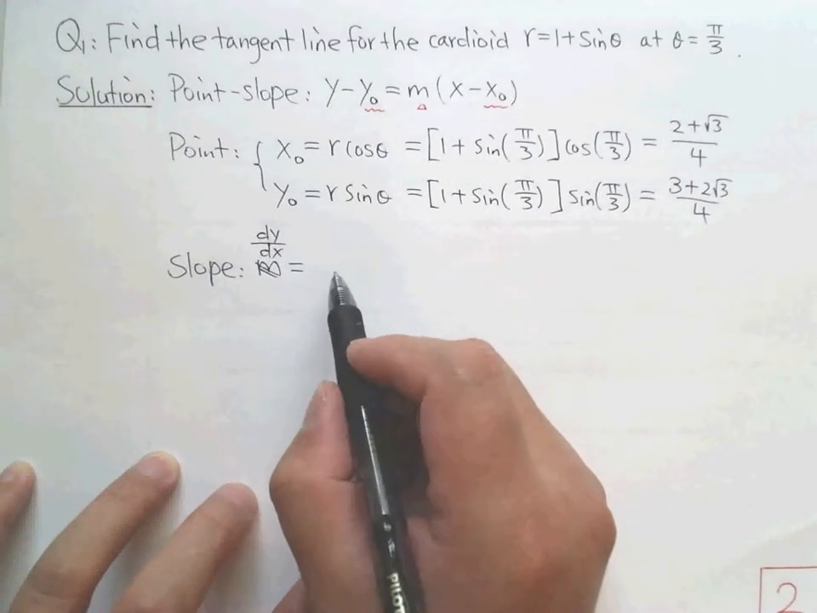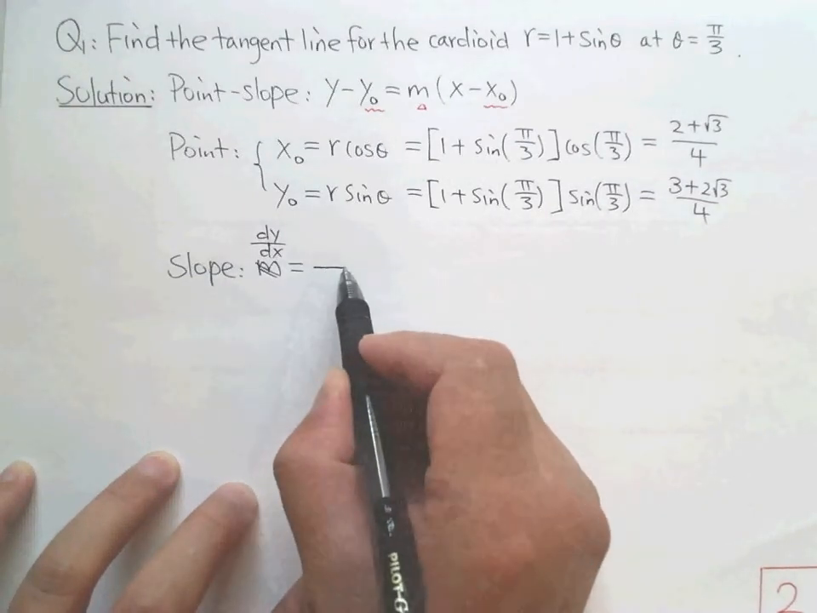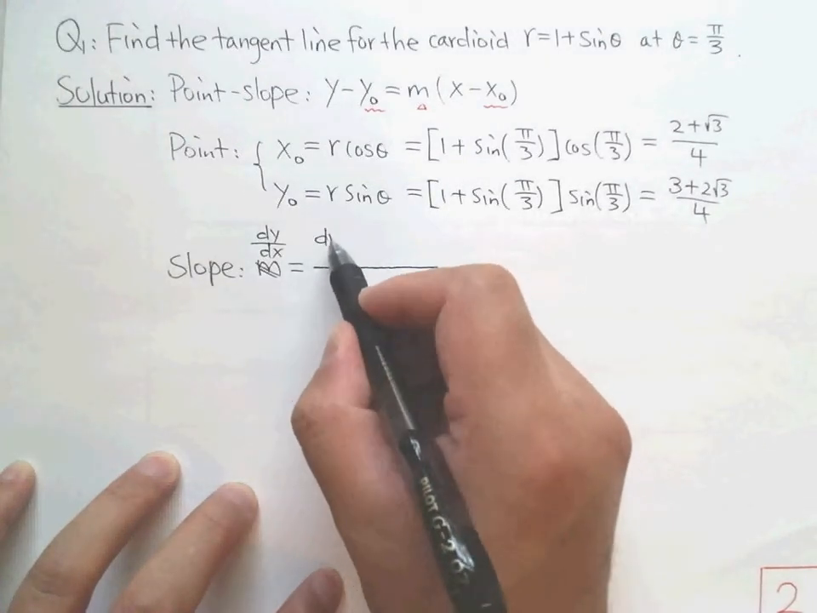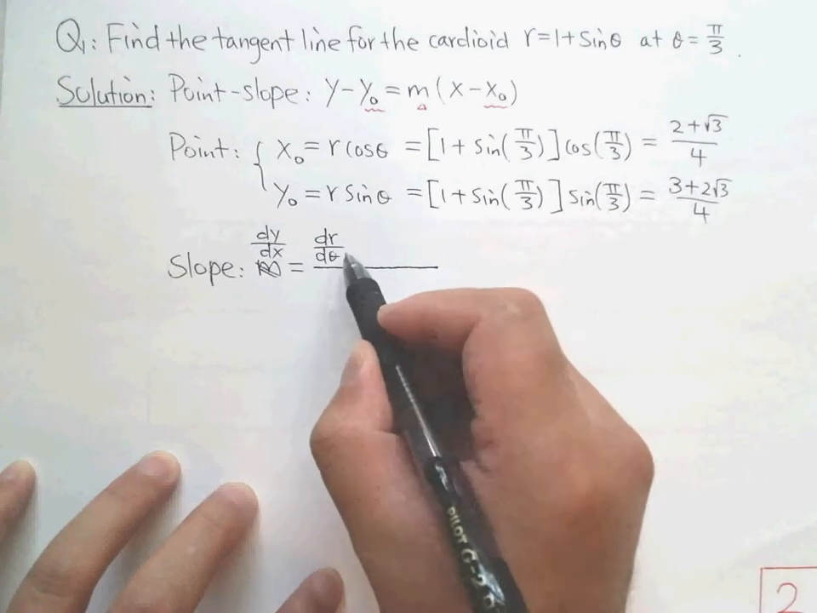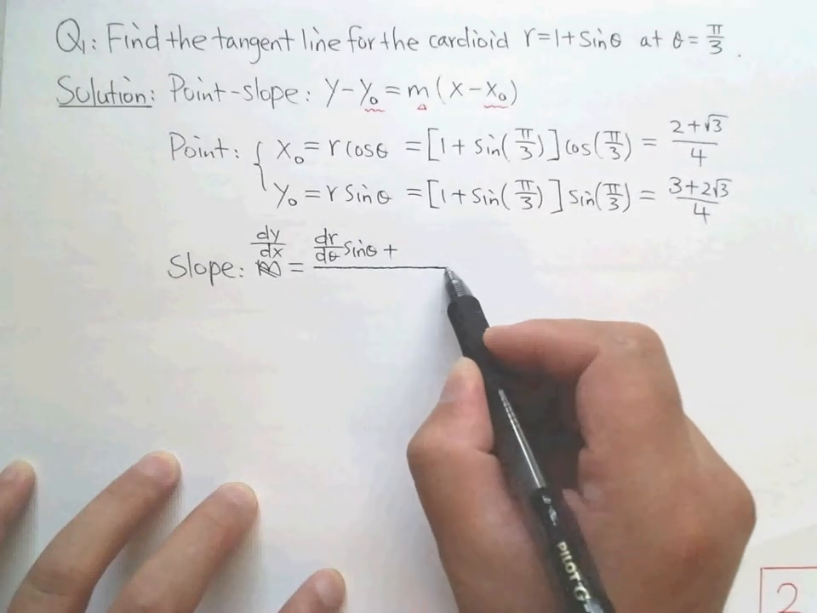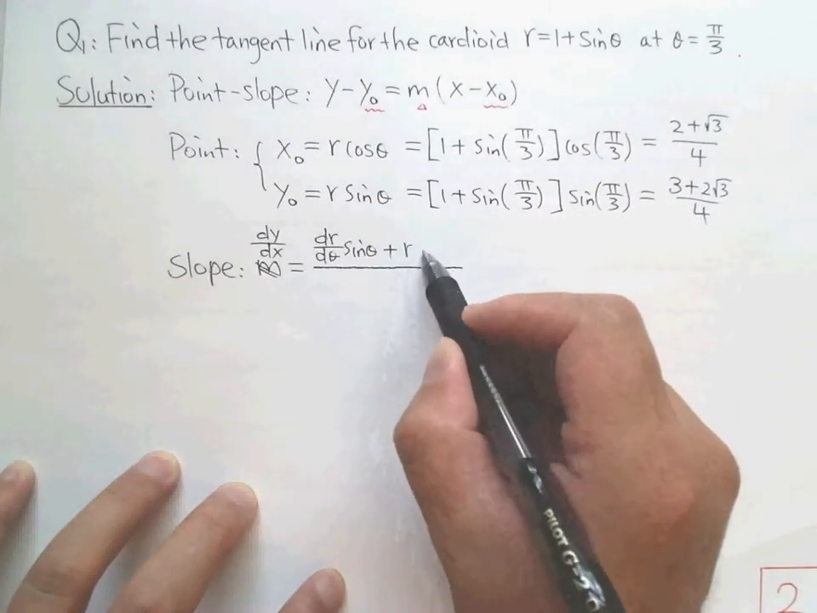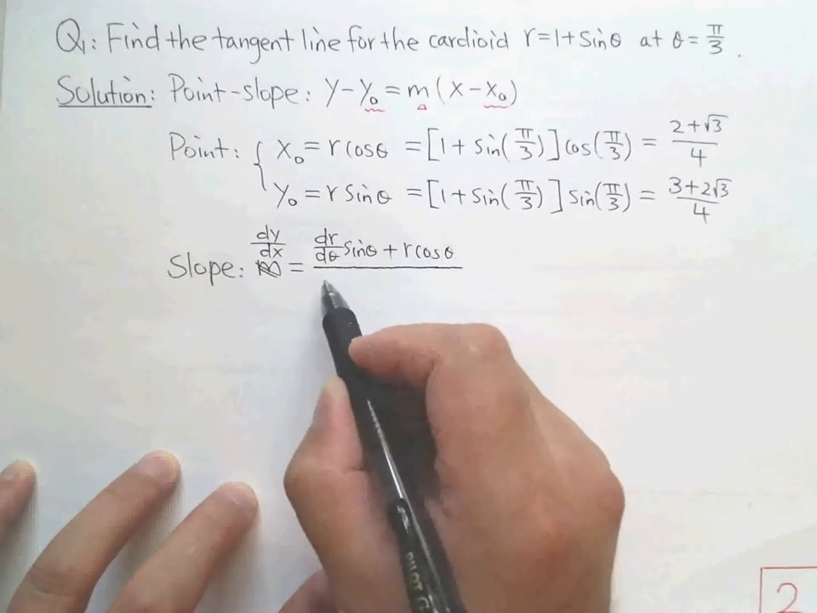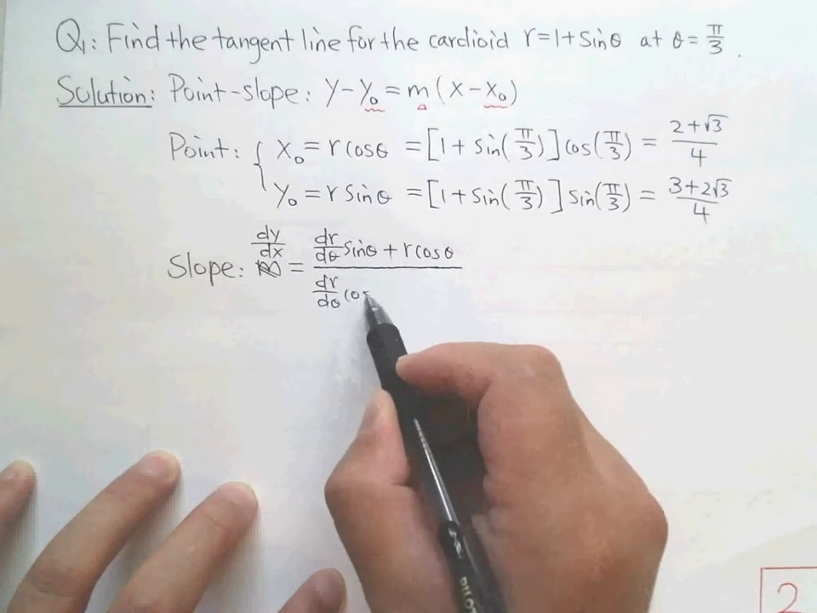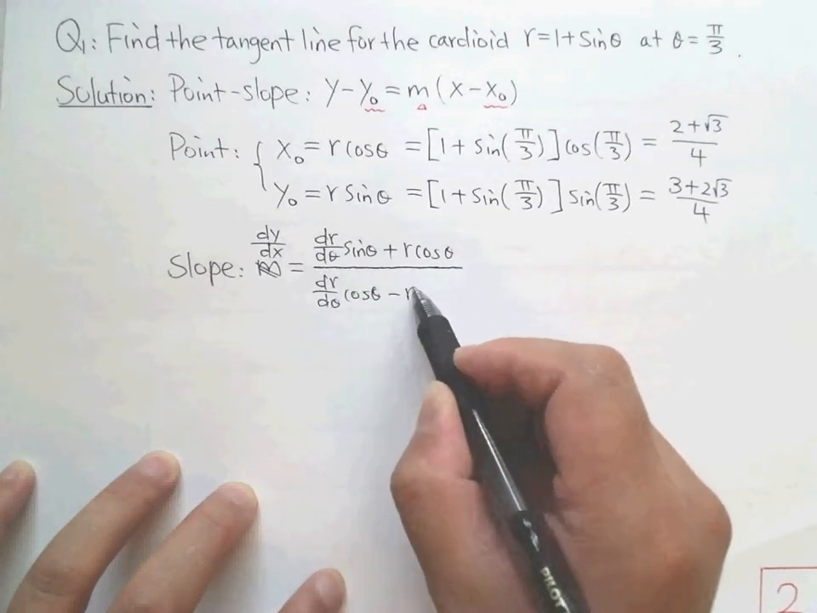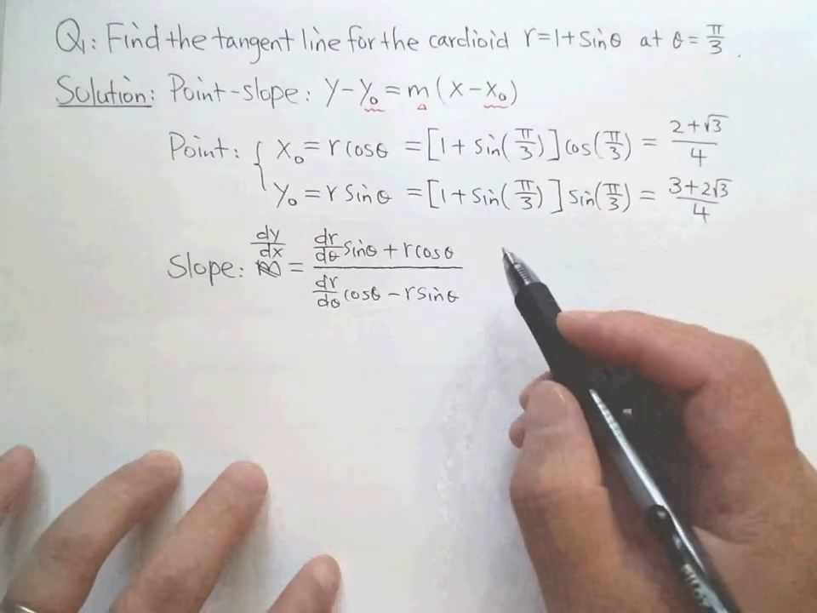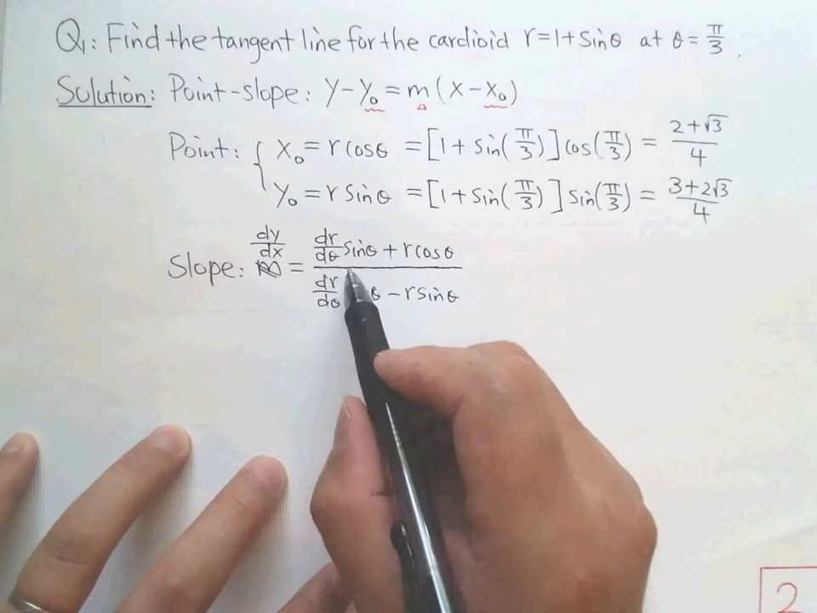Okay, what's the formula? We're going to put the formula. You remember this a little bit longer formula, right? The top is dr/d theta, right? And the sine theta, I just copy the formula, a little bit longer, and r times cosine theta. Here is dr/d theta times cosine theta minus r times sine theta. Okay, this is the longer formula, and then plug in what we need.